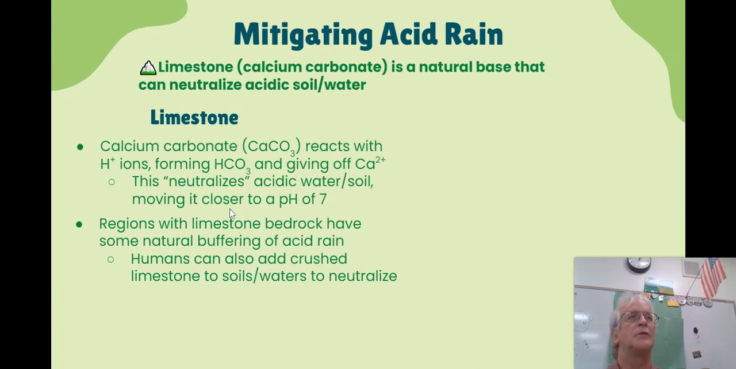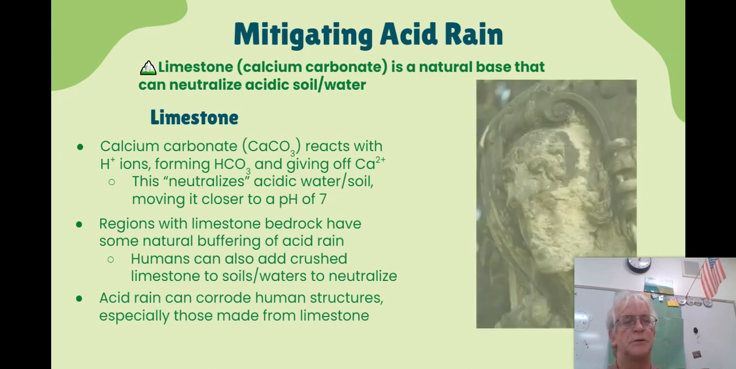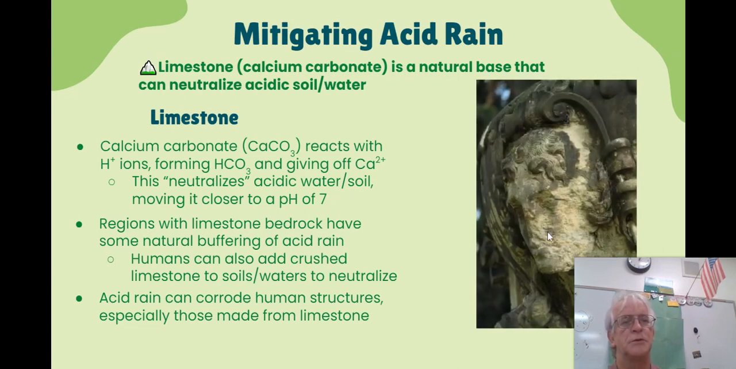But if you have a water source that is too acidic, you can crush up limestone and just add it to the soils and or waters to neutralize it. Acid rain can also corrode human structures that are made from limestone. This used to be a beautiful sculpture. You can see the beautiful fine hair, and the rest of it has been destroyed.